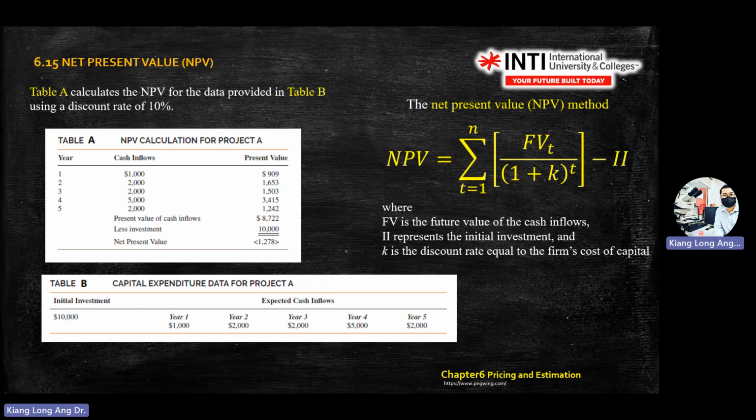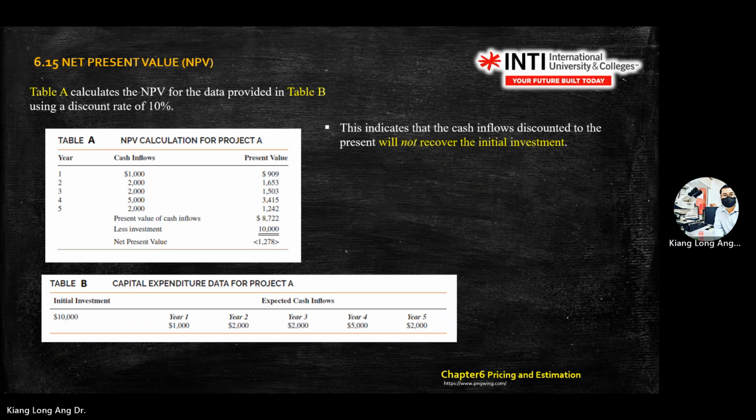Then if you read this table, once you generate the present value is 8,000 something, then you minus the investment. Your net present value is negative. Net value is negative. Means the bracket, if you see this symbol in the account reporting, it means negative. Okay. So this indicate that the cash flow discounted to the present will not recover the initial investment.